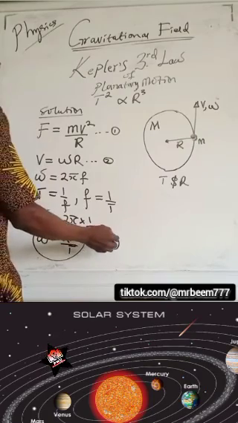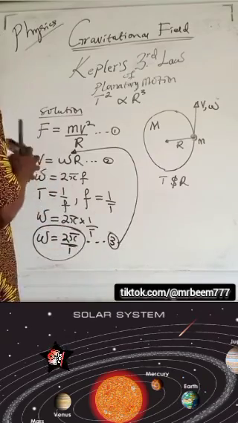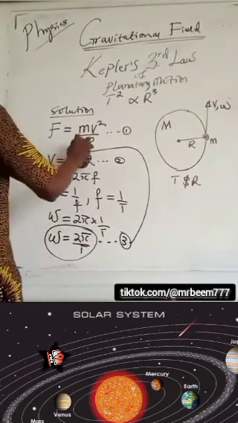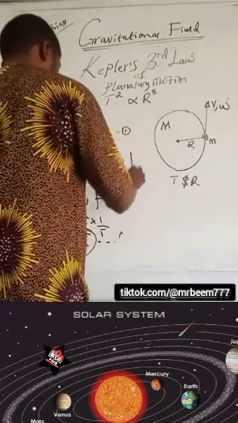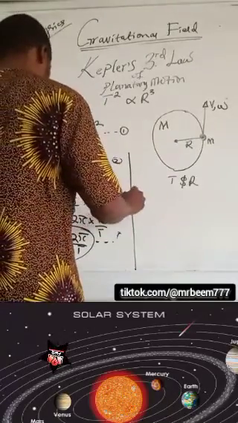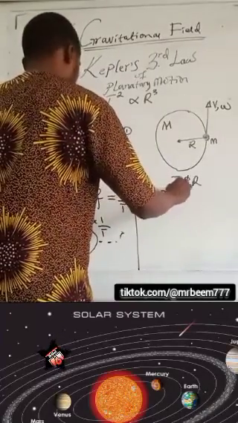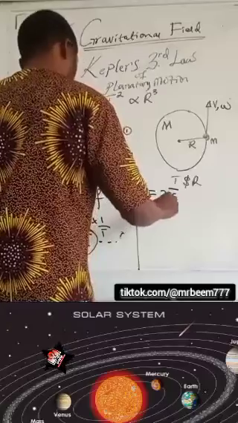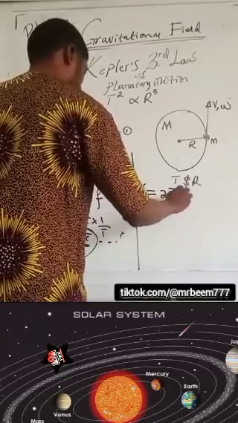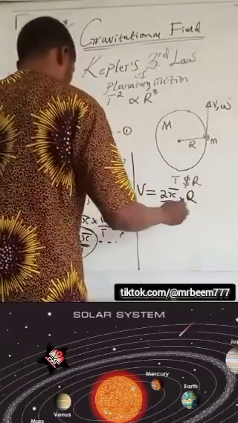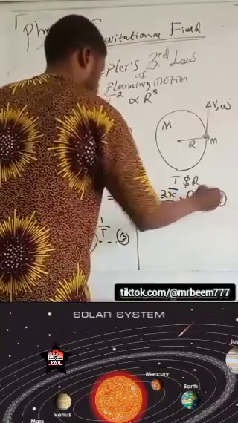So input equation number 3 into equation 2. If you do that, you have something like this. Your v is equal to 2 pi over T times radius r. You can call this equation number 4.